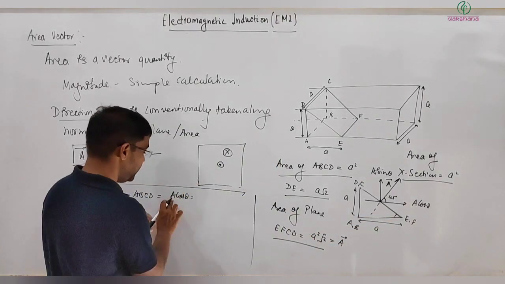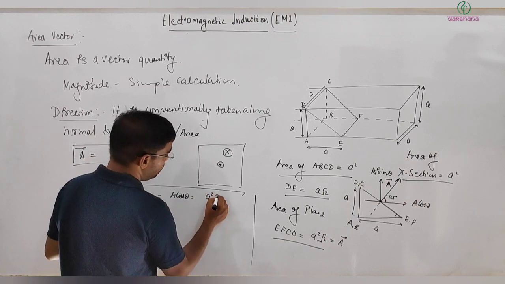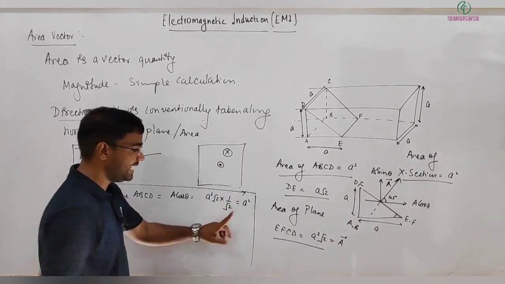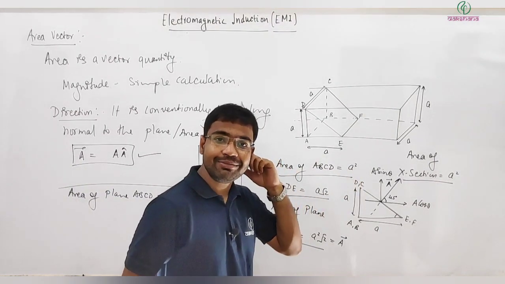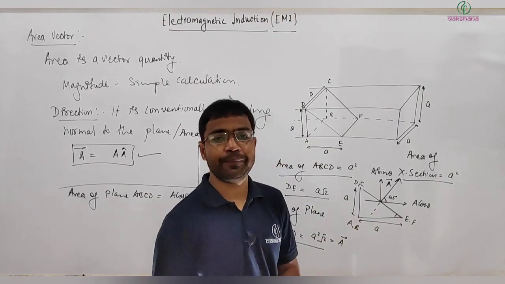And A is what? This is A square root 2. So this implies A square root 2 into cos 45, that is 1 by root 2, and that comes out to be exactly A square. And this area is also A square. So if we are dealing in terms of vectors, we get exactly the same thing.